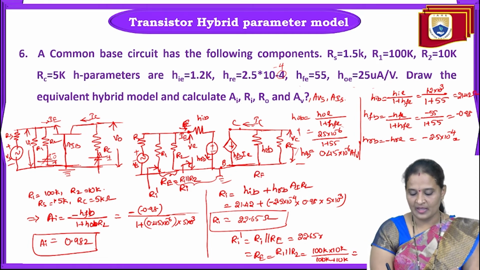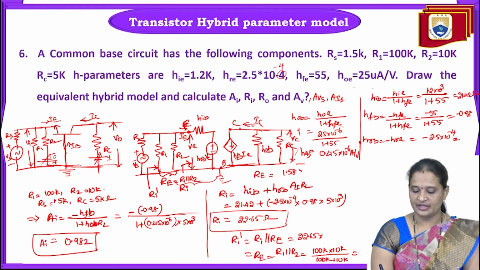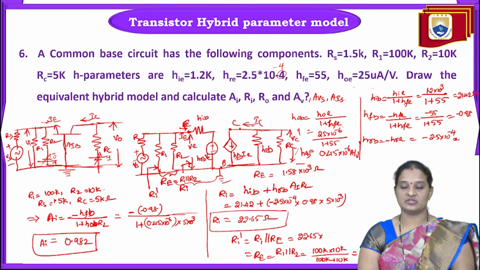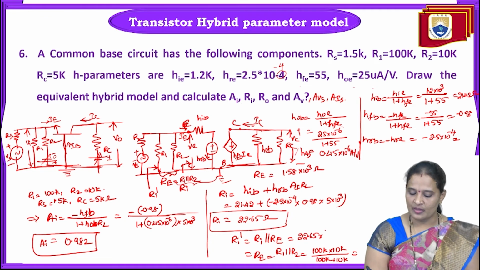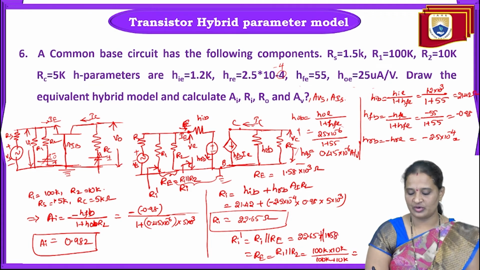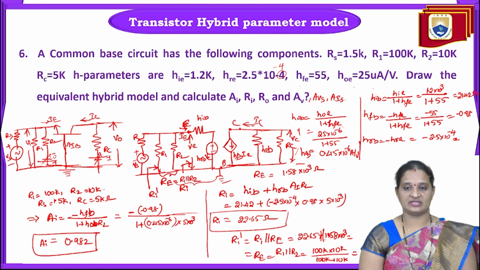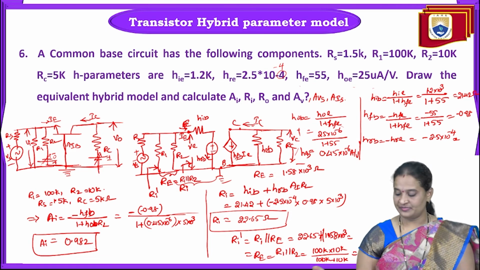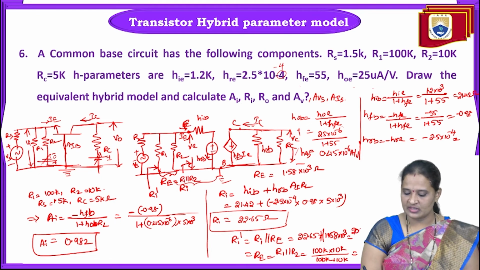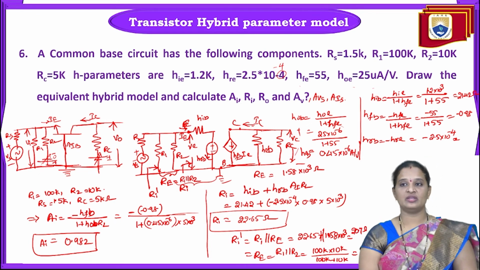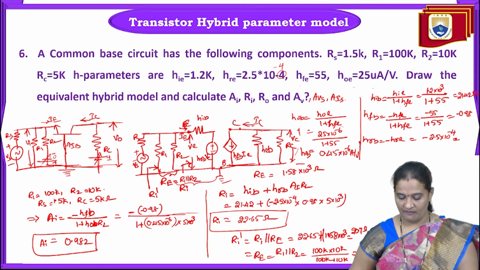Here only I am writing. The RE value is 1.58 into 10 to the power of 3 ohms, or else 1.58 kilo ohms. So this is the value of RE. So RA is 22.65 and the RE value is 1.58 into 10 to the power of 3. If I calculate the parallel combination of these two resistances, I'll get RA dash as 20.7 ohms. So this is the value of RA dash.